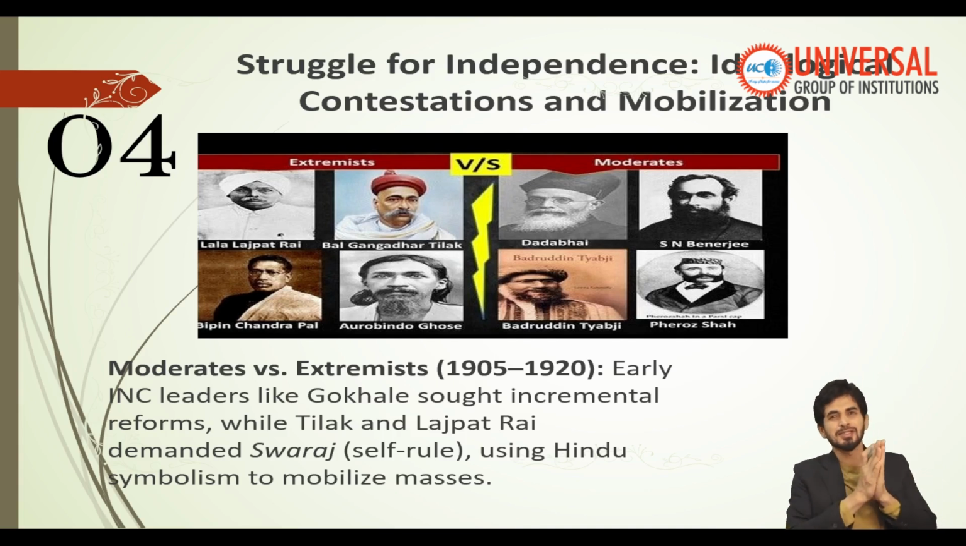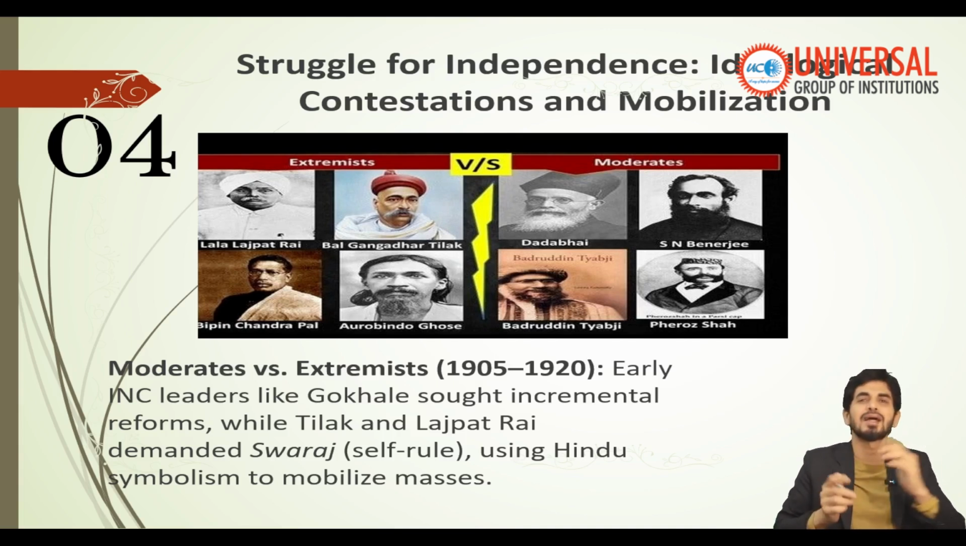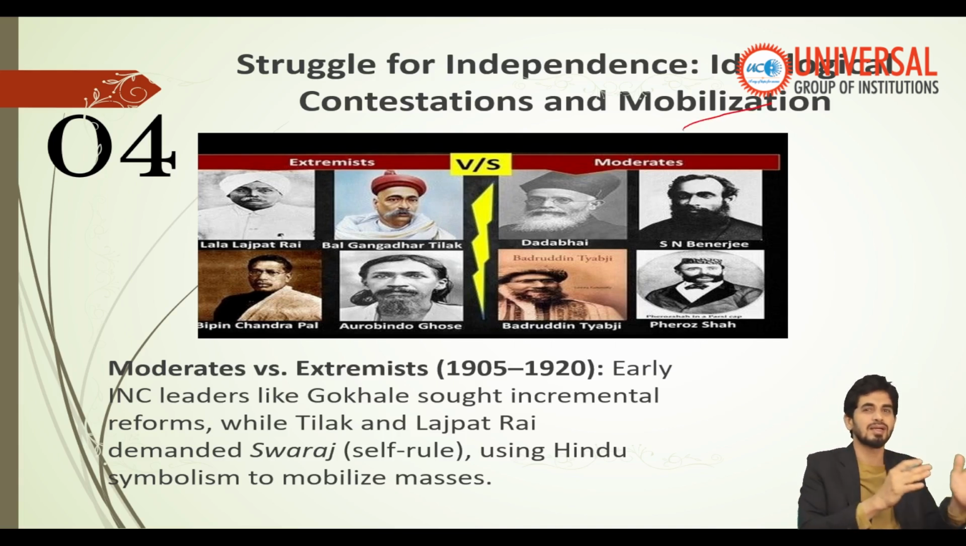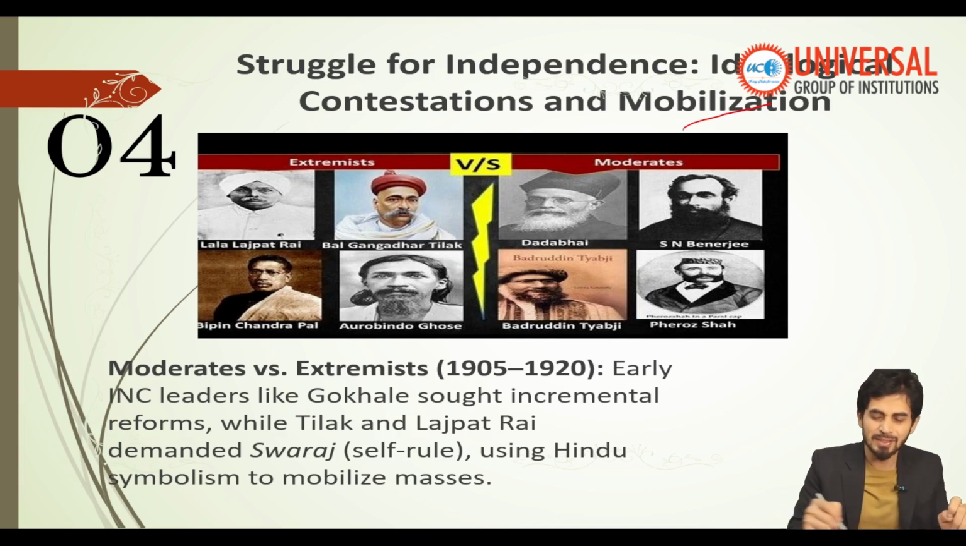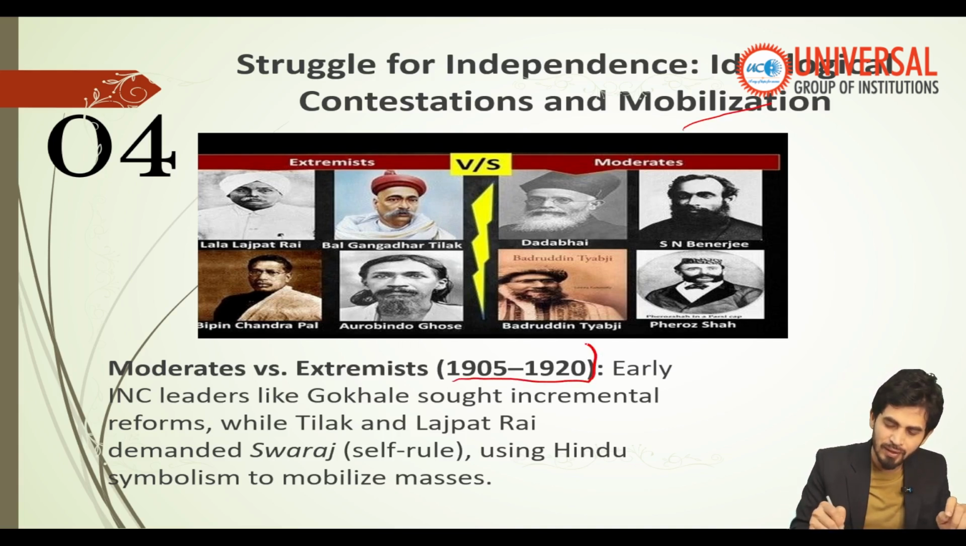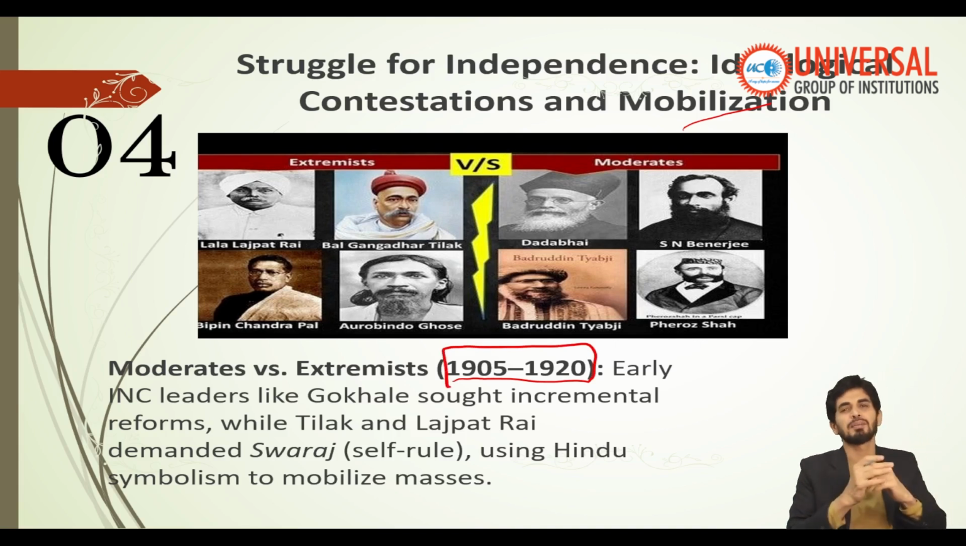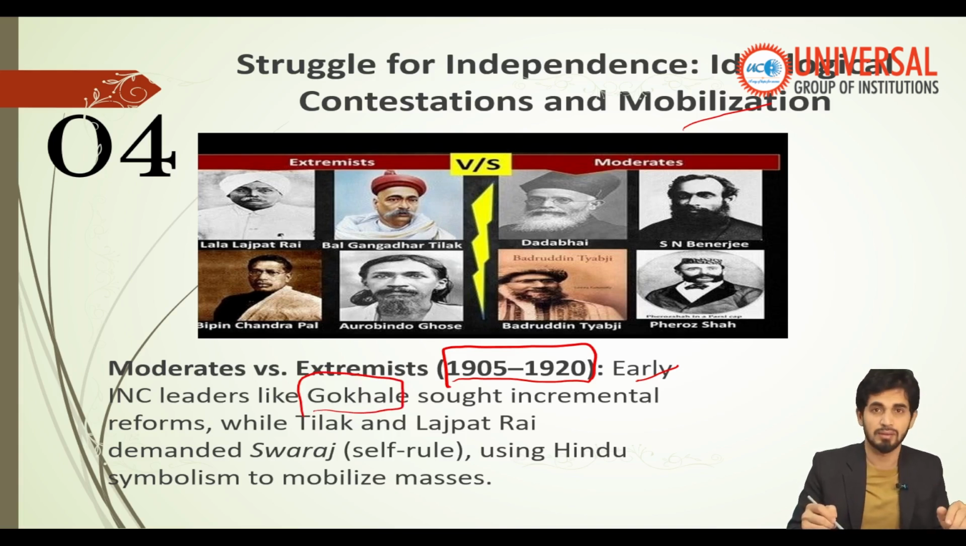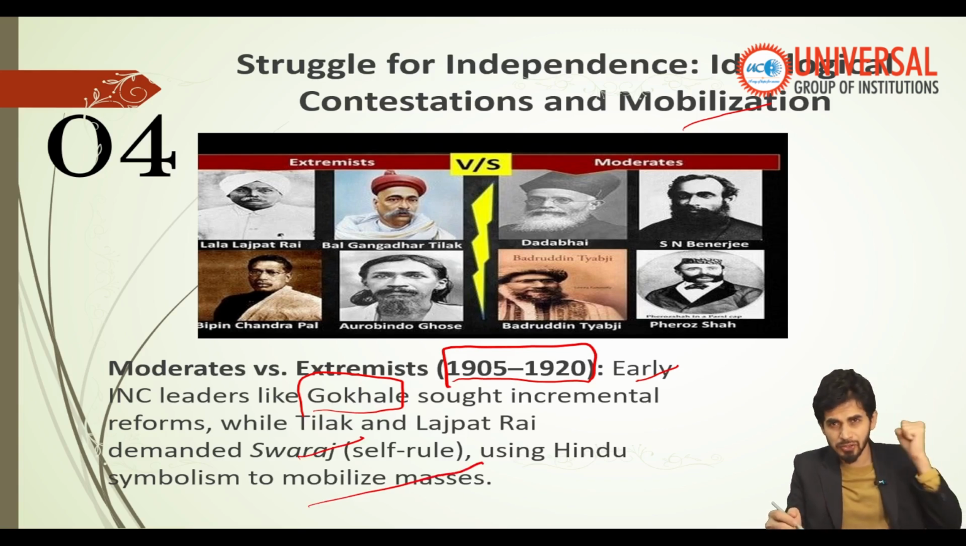Now this takes us to the struggle for independence phase, where there are ideological contestations and mobilization. This phase is called the moderates versus extremists phase, which is the period between 1905 and 1920. The initial spark happened through the partition of Bengal by Lord Curzon, and early Indian National Congress leaders like Gokhale sought incremental reforms, while Tilak, Bal Gangadhar Tilak, and Lala Lajpat Rai demanded Swaraj, that is self-rule, using Hindu symbolism to mobilize the masses. And these are the images that you can see.